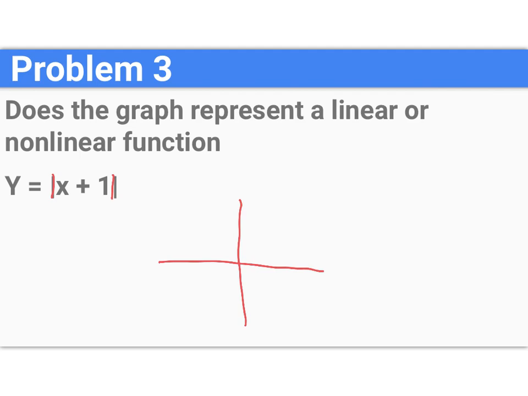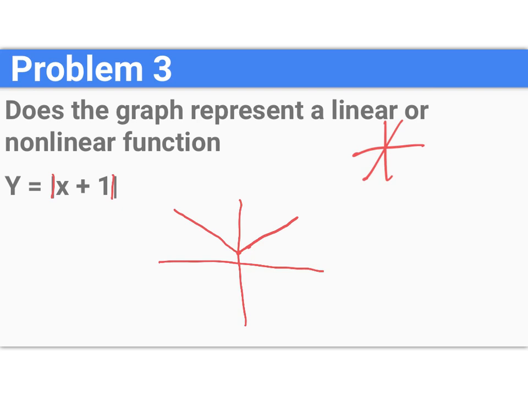And let's plot these points. When x is 0, y is 1. When x is 1, y is 2. So this is what the graph of this function looks like. It looks like a V. This is not a linear function. A linear function is one line. They either go straight up from left to right, straight down from left to right, or it's flat.